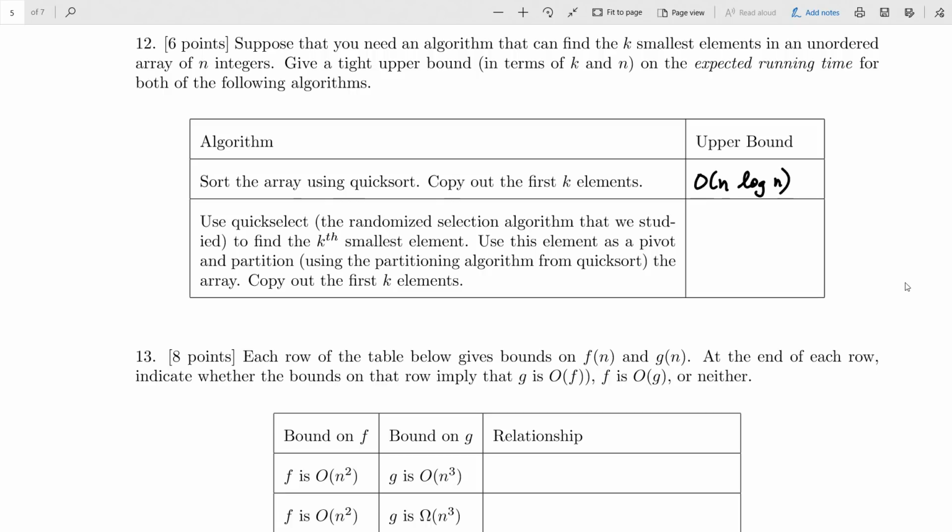What's the complexity of partitioning? That's also n. And then we got to copy out the first k elements, which is k. And so this is just O of n. And what's the difference between the two algorithms?